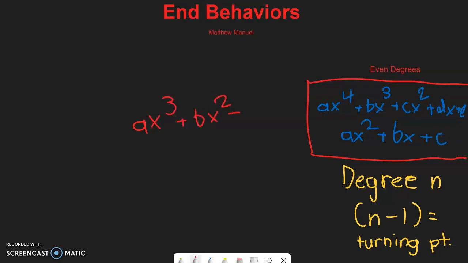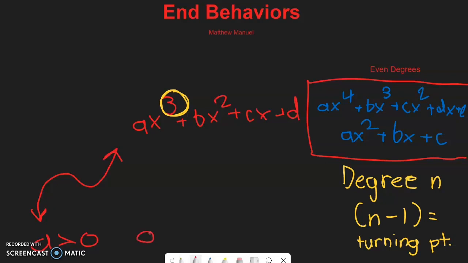Here we have a standard cubic function, and we know it's odd because our greatest exponent is 3. If a is greater than 0 in an odd degree function, our graph would look like this. And if a was negative, it would go the opposite way, like this.